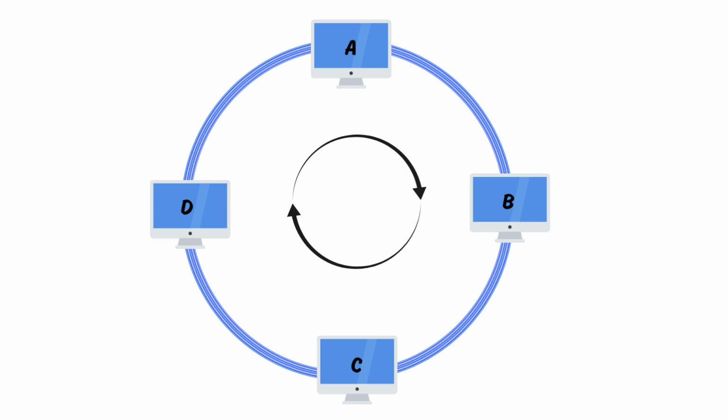Suppose computer A wants to send a message to computer B. Initially, the data is wrapped in a frame or token. In many ring networks, especially token ring, a special signal called a token is used. The device can only send data when it has the token, which prevents data collisions in the network.